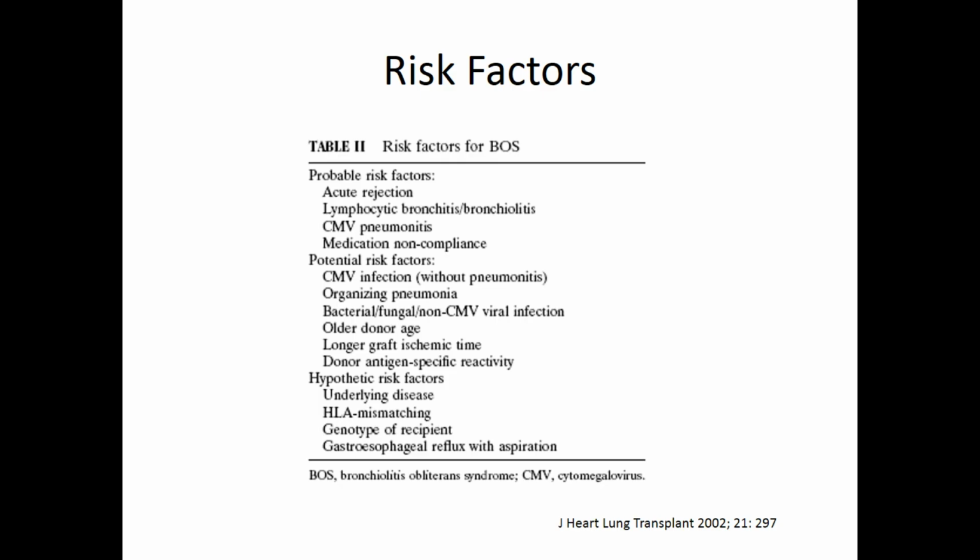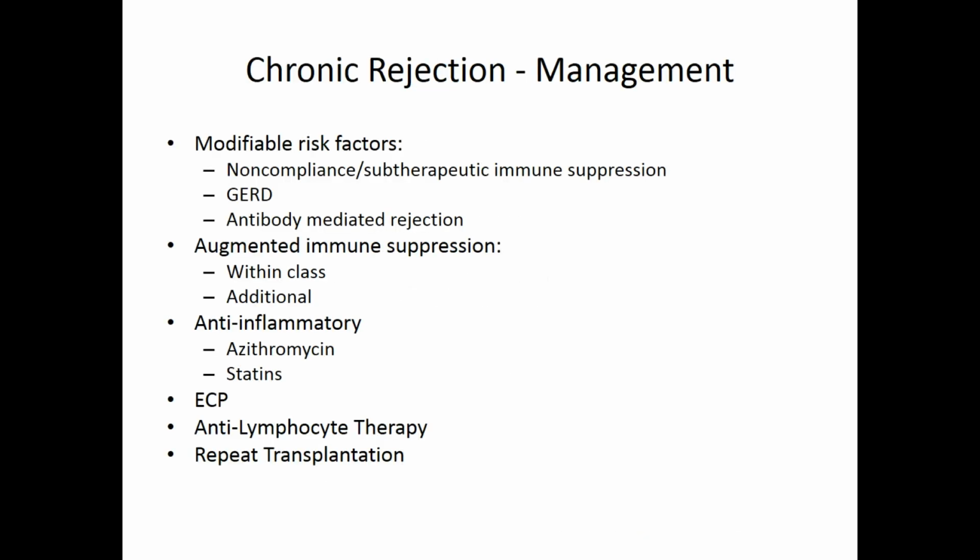Older donor age and longer graft ischemic time can contribute to the development of primary graft dysfunction, which also can lead to chronic lung allograft dysfunction. HLA mismatching can also be a contributing factor to the development of complications. The management of chronic rejection involves modifying those potential risk factors that could be contributing, such as noncompliance or subtherapeutic immune suppression, antibody-mediated rejection, and other mechanisms of potential injury to the allograft.